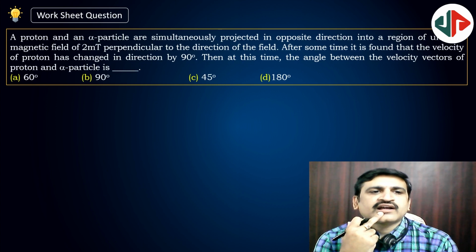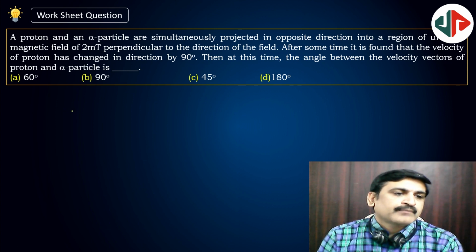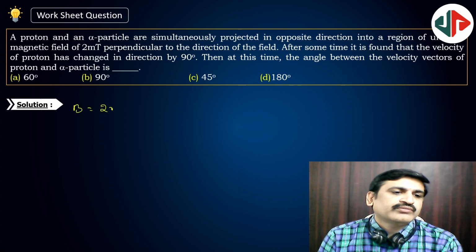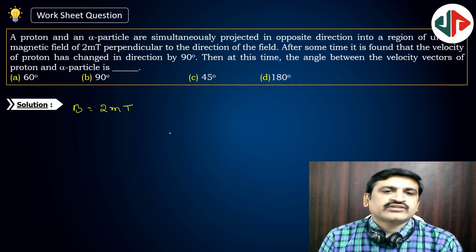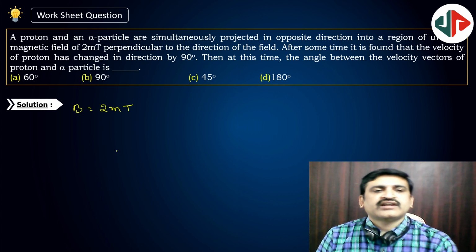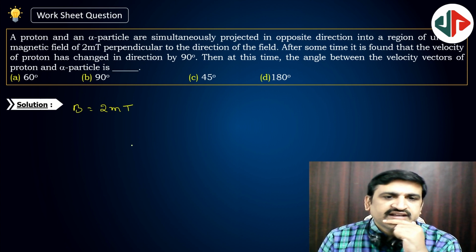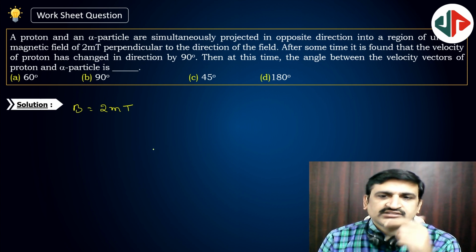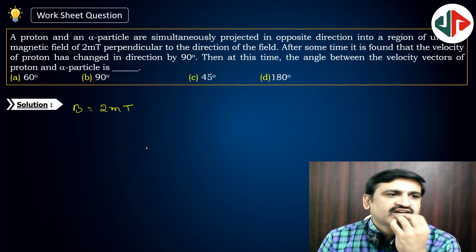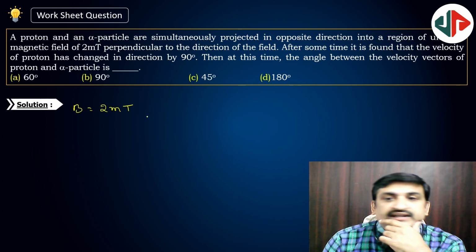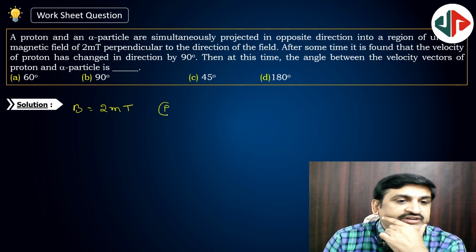A proton and an alpha particle are simultaneously projected in opposite directions into a region of magnetic field of 2 millitesla, perpendicular to the direction of the field. After some time, it is found that the velocity of the proton has changed in direction by 90 degrees. Then, at this time, the angle between the velocity vectors of the proton and alpha particle is, good question. One is proton, one is alpha particle, right?